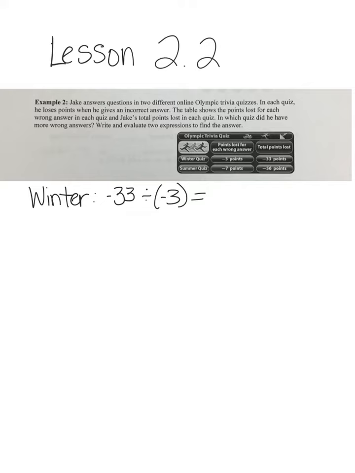And we know that our rules for division are the same as multiplication. So a negative divided by a negative equals a positive, and 33 divided by 3 is 11. So for the winter quiz, he answered 11 questions incorrectly.